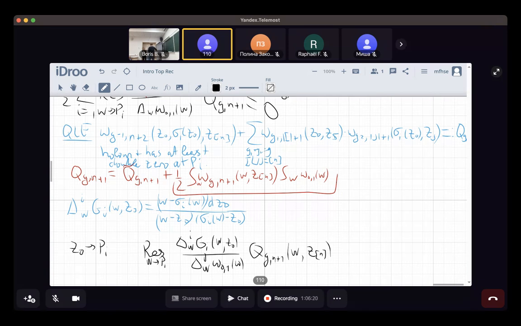No, but let's look at the dependence on z0. The dependence on z0 is contained only here, right? So where can we have poles in z0? At any other point, when z0 tends to pi. Let's look at all the other terms. What happens for some j's term? Let's say z0 tends to pj, and we look at this term.